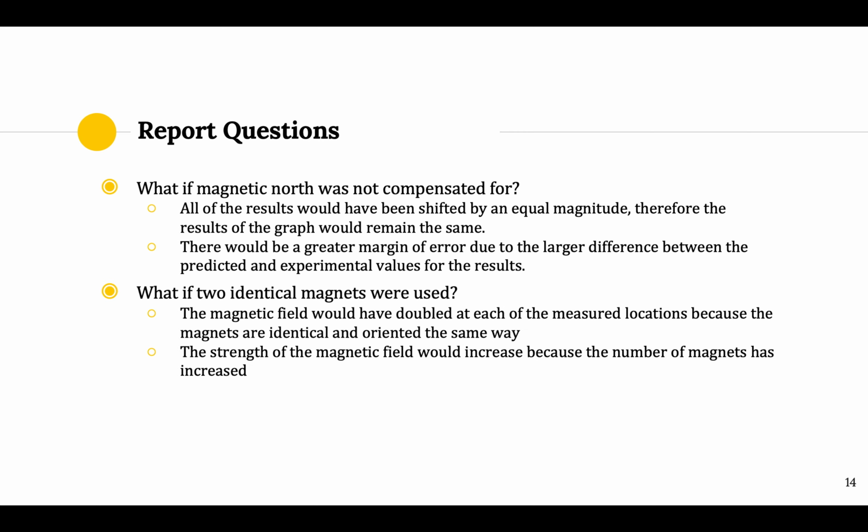Next, answering the last report question, what if two identical magnets were used? The magnetic field would have doubled at each of the measured locations because the magnets are identical and oriented the same way. And the strength of the magnetic field would increase because the number of magnets has also increased.